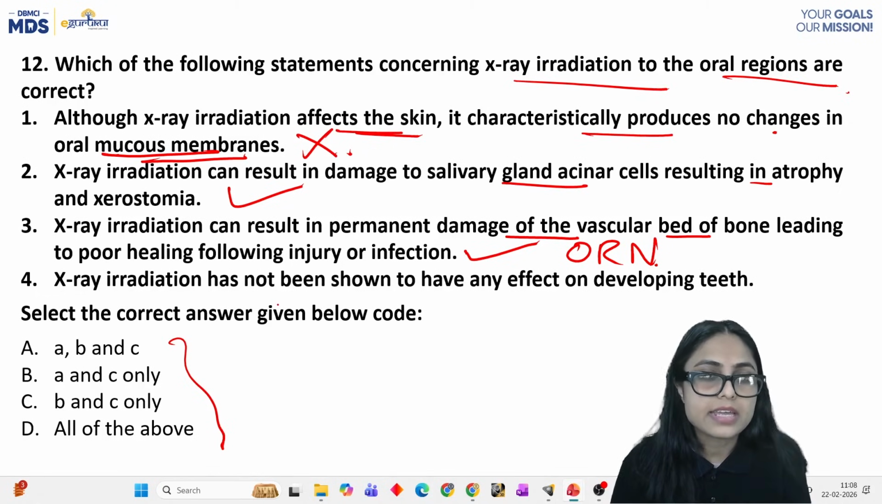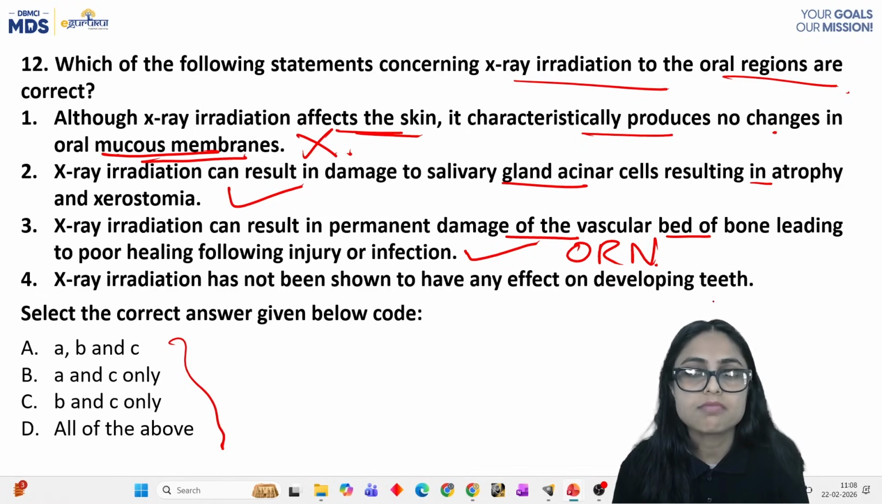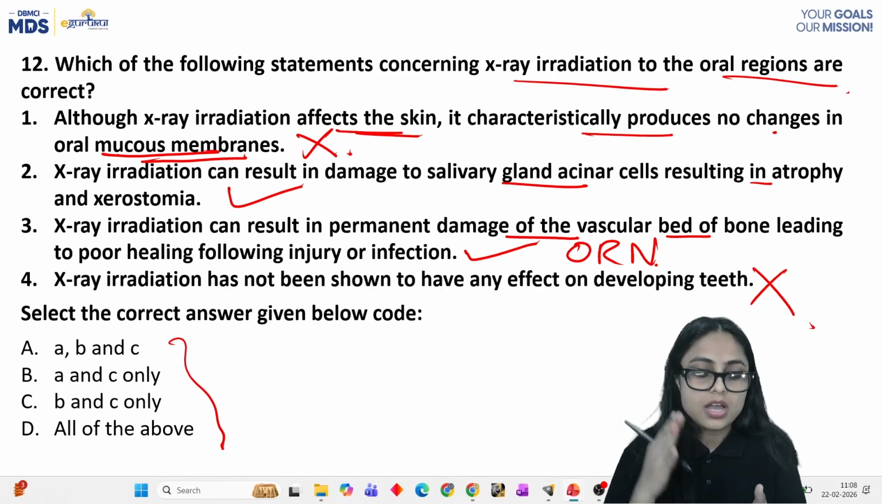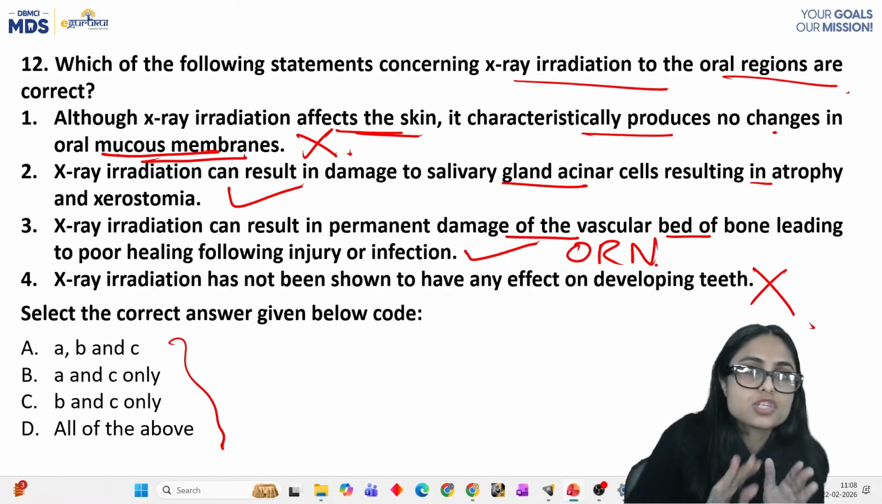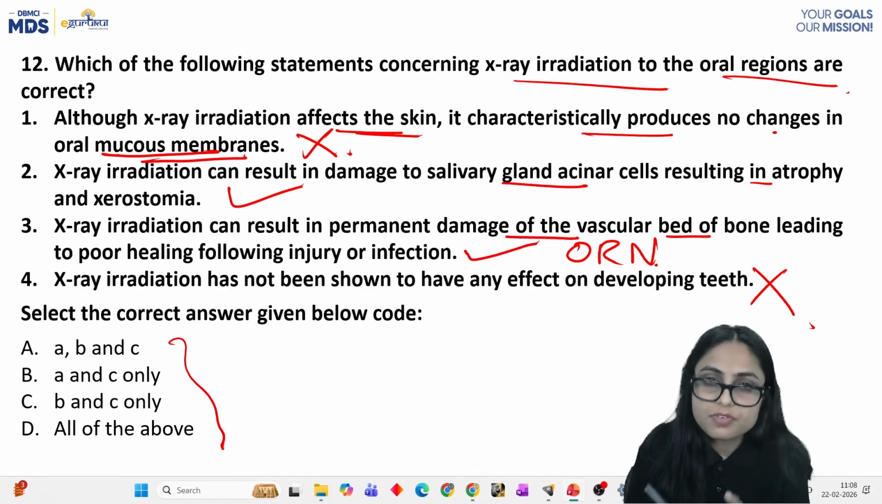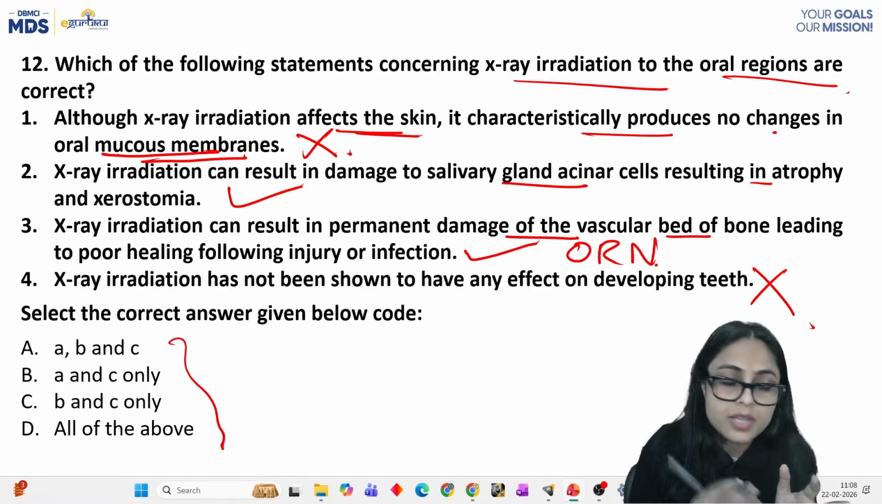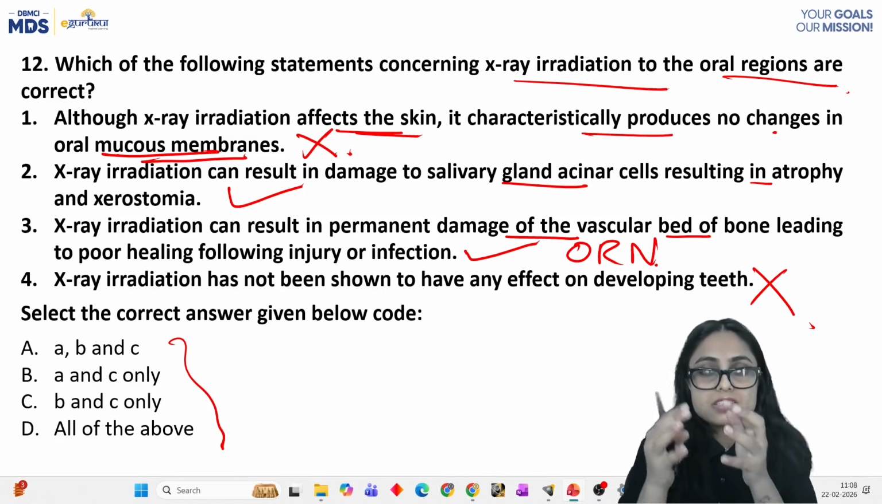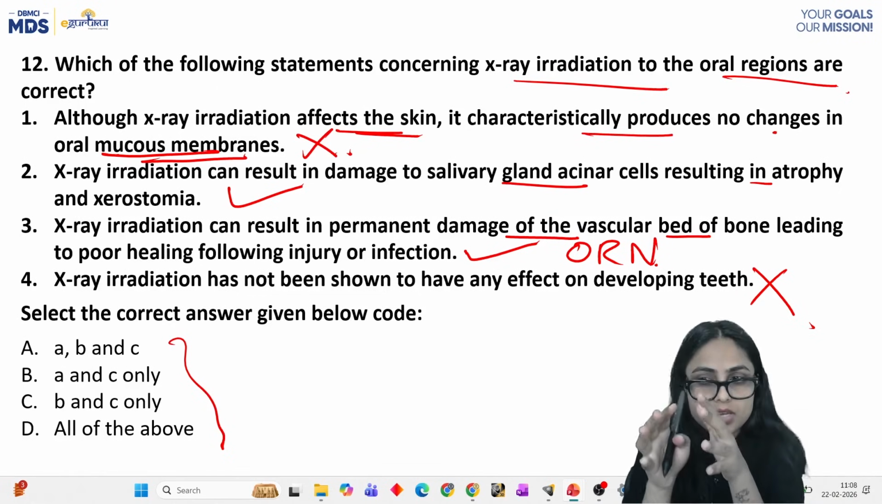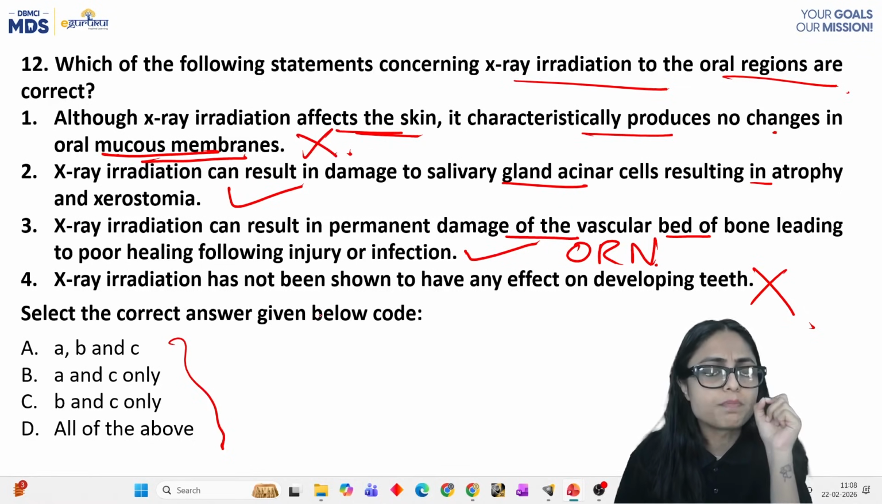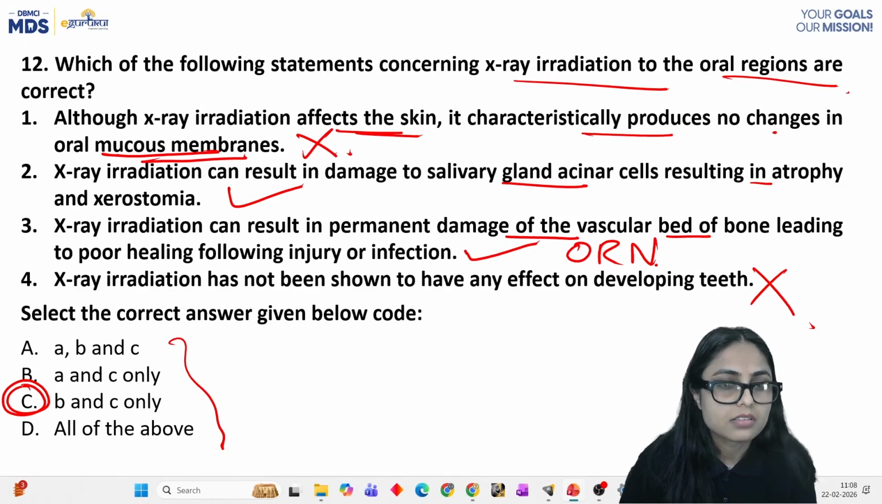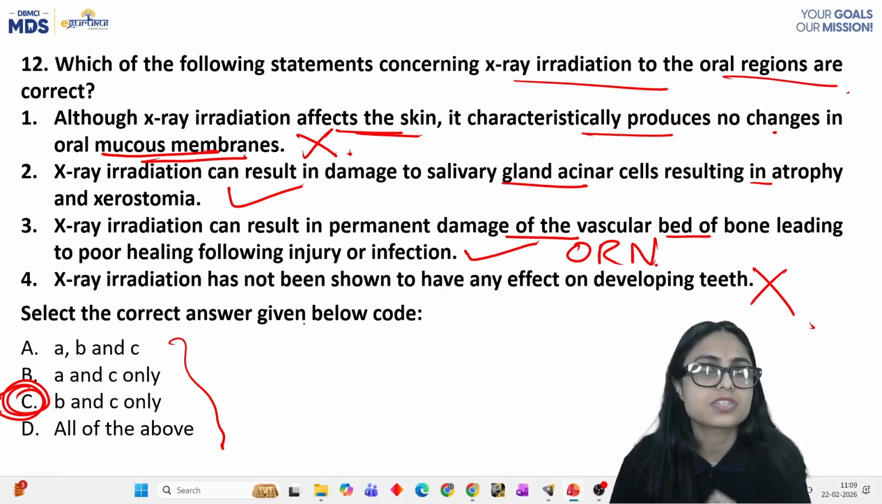Then, X-ray radiation has not been shown to have any effect on developing teeth. This is a wrong statement. It shows effects on developing teeth. It all depends on whether the exposure happened before or after calcification. If it occurs before calcification, it can destroy the tooth bud. If it occurs after calcification, it affects the development of roots or the general development of the tooth. So only statements B and C are the correct statements. This is question number 12.